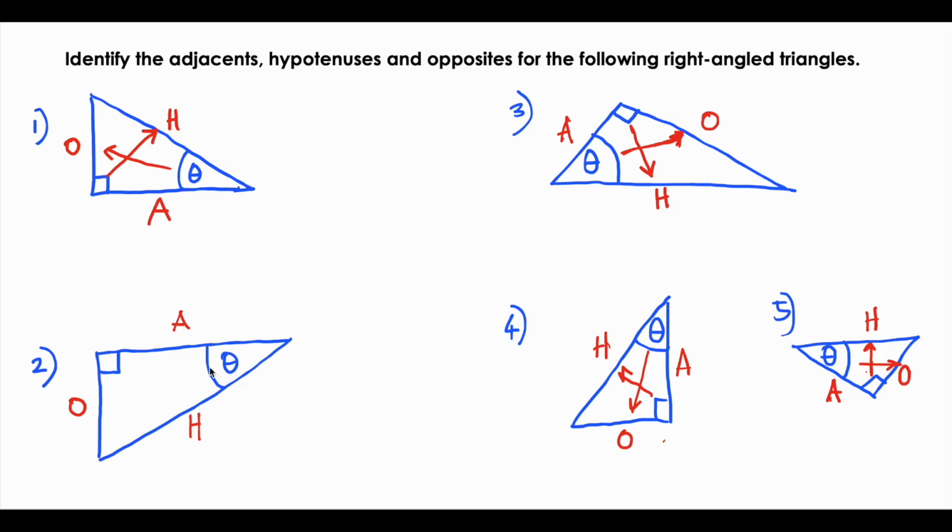Same thing here. The opposite of this angle that we're looking at is the opposite. The opposite of the right angle, therefore, is the hypotenuse. Make sense? And once we know what those are, that means that this one has to be the adjacent. All right? You follow now?